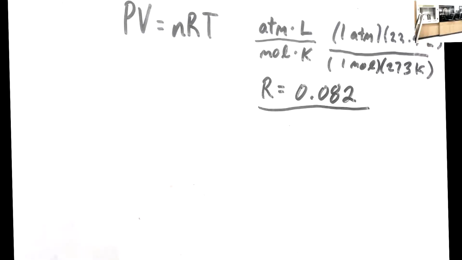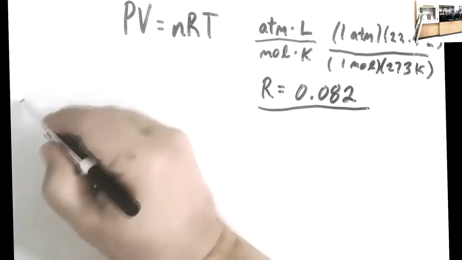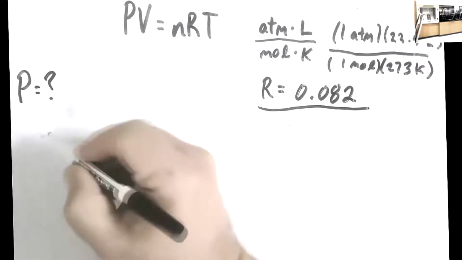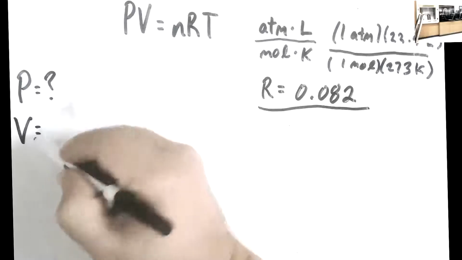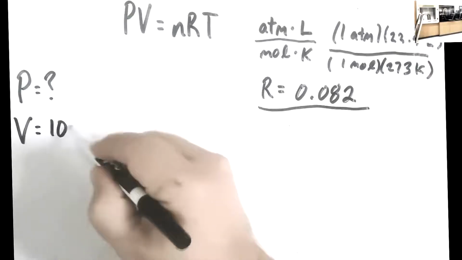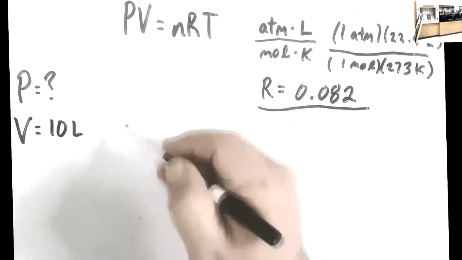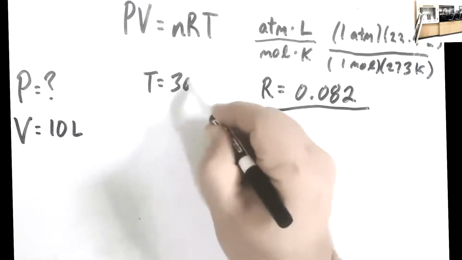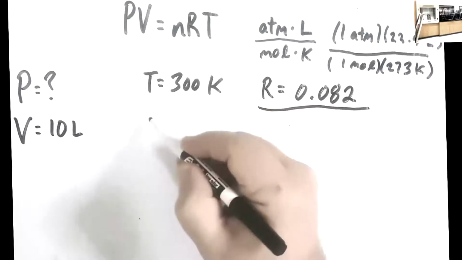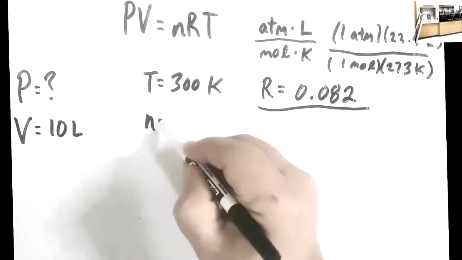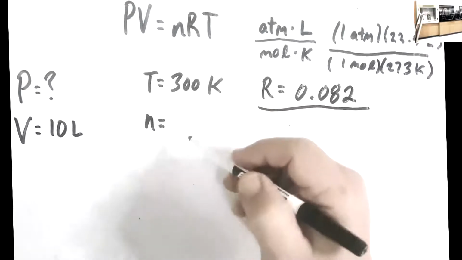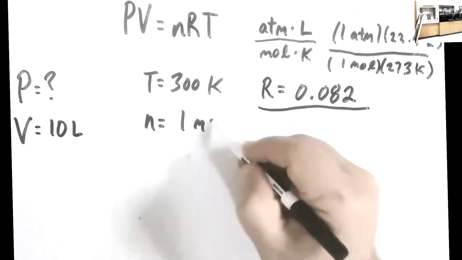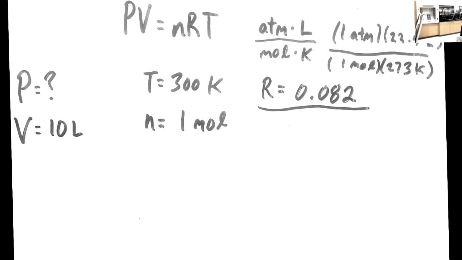Let's say we want to solve for an unknown pressure, okay? And let's say that we have a system that has 10 liters of volume, and it has a temperature of 300 Kelvin, and we know the number of moles of the gas. And for convenience's sake, we're just going to say it's 1 mole, okay? So what is the pressure?